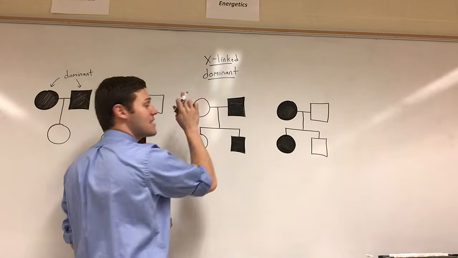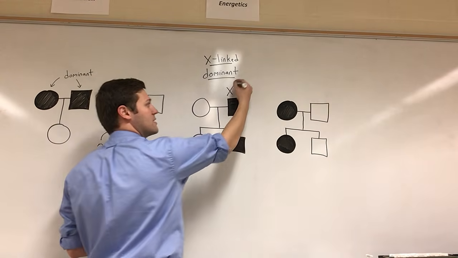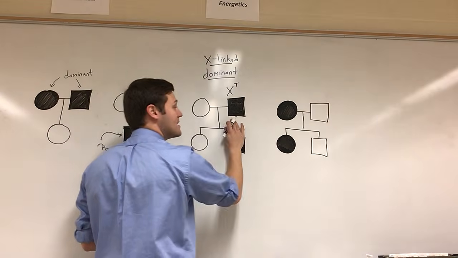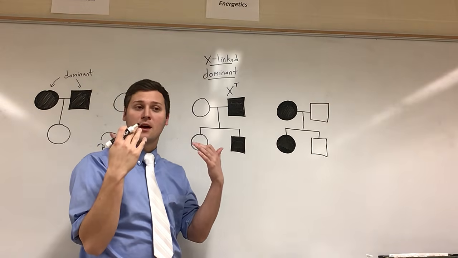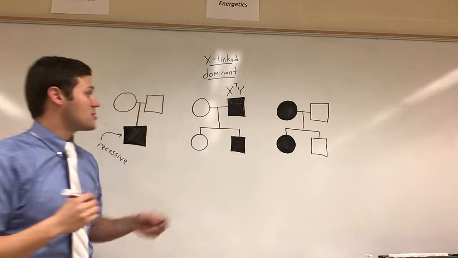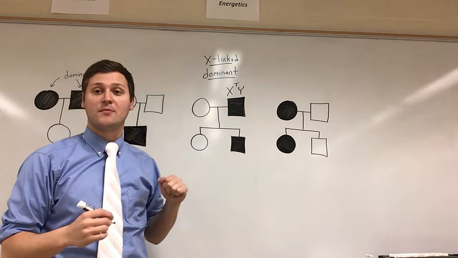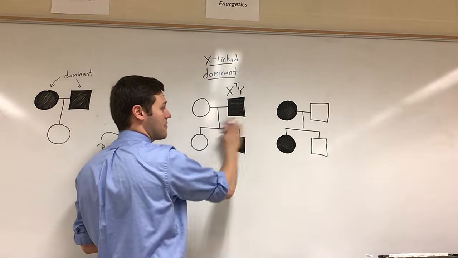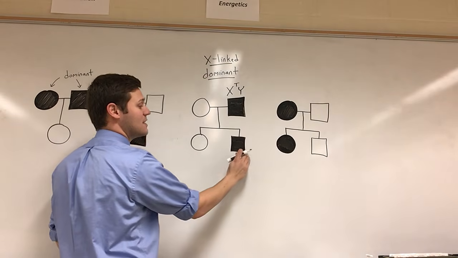The father, if this is X-linked dominant, has to be X with the dominant allele, so we'll say capital T, X capital T, and since we're assuming it's X-linked, the other chromosome that the father has is Y. So it's X big T Y. That's the only possible genotype that this father could have if it is a shaded male. Same thing with the son. Has to be X big T Y.